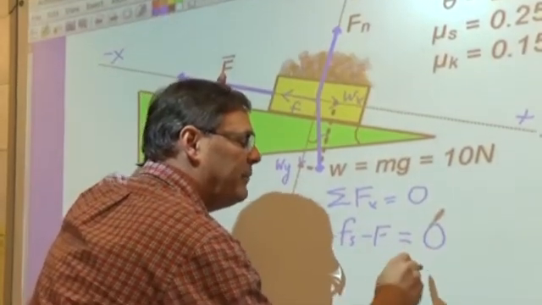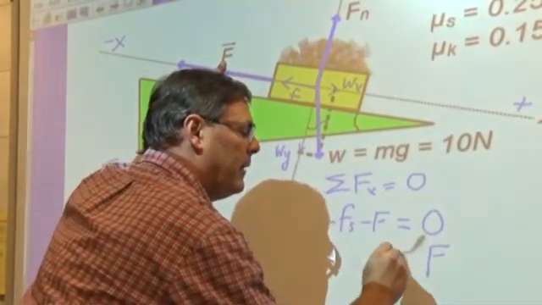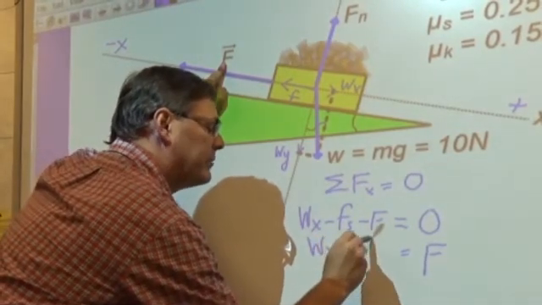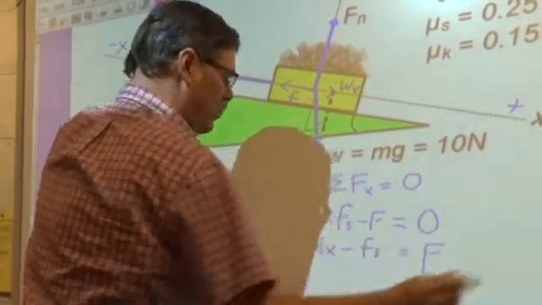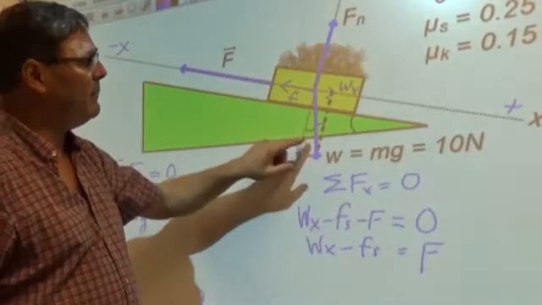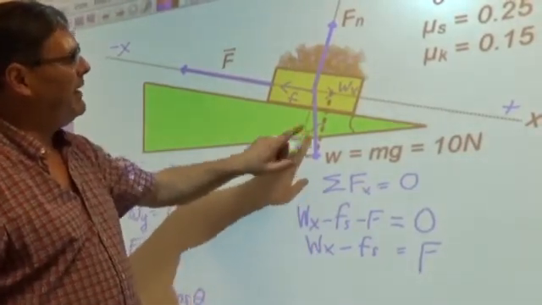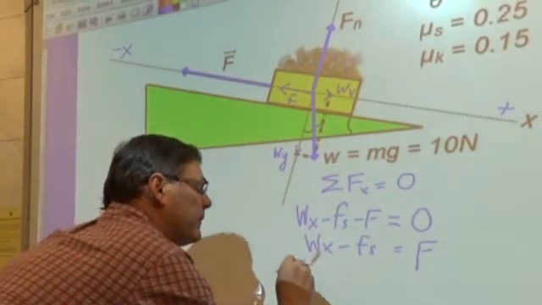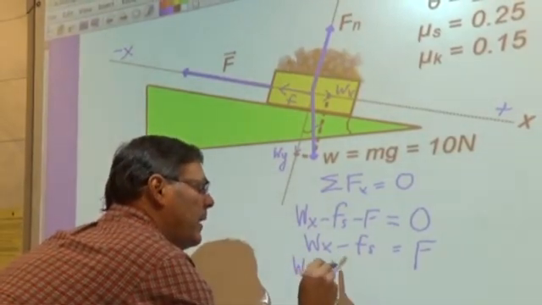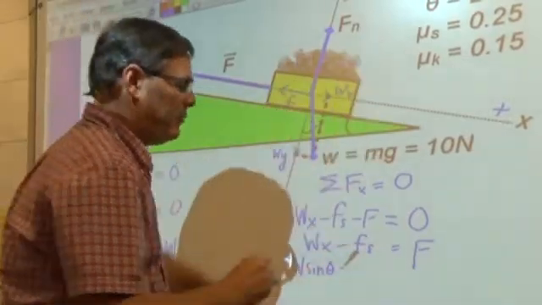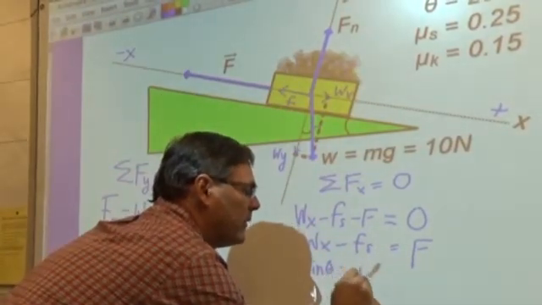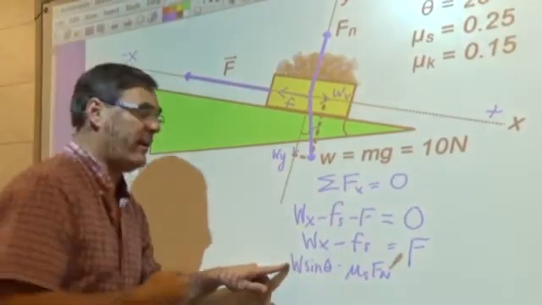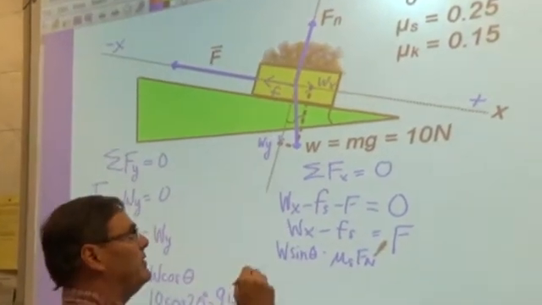So I'm going to move that F to the other side, and I see that F is going to be Wx minus Fs. Wx, looking at my diagram, the x component is opposite of theta, so that's the sine function. And the frictional force we know is equal to mu s times the normal force. So now I can go ahead and plug in numbers for all these things.